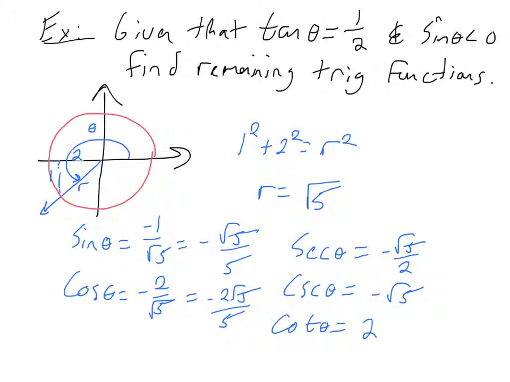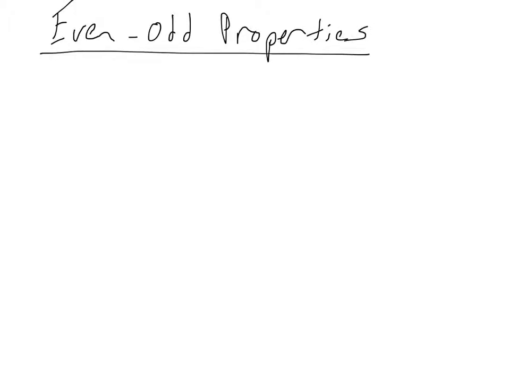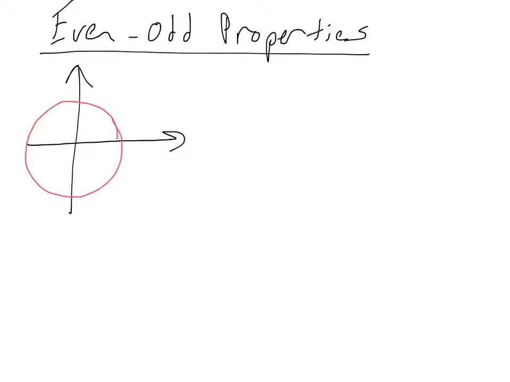All right, let's look at one last. Some of these functions are even and some are odd. So these are the last of the identities that we'll see today. So see, we have our function here, right? And let's say we have an angle of theta and an angle of negative theta.